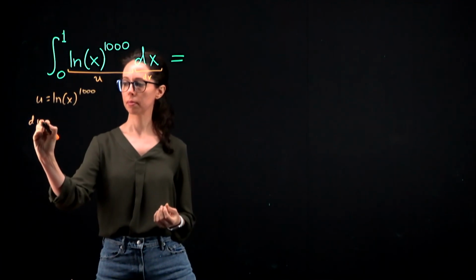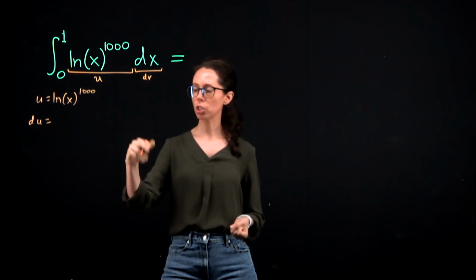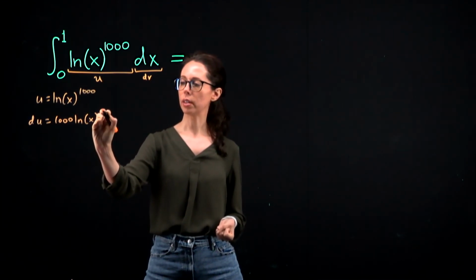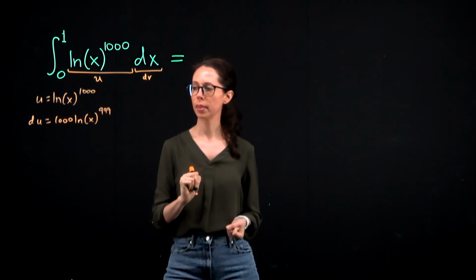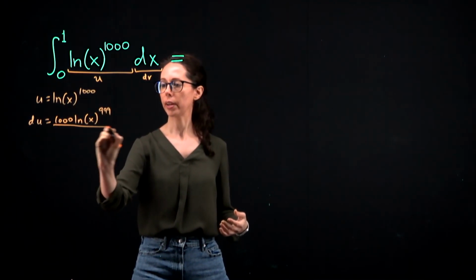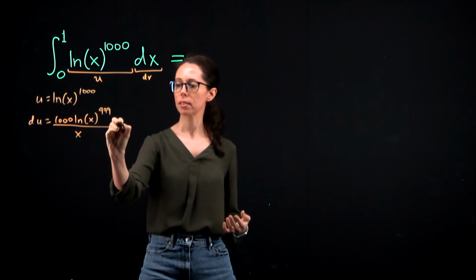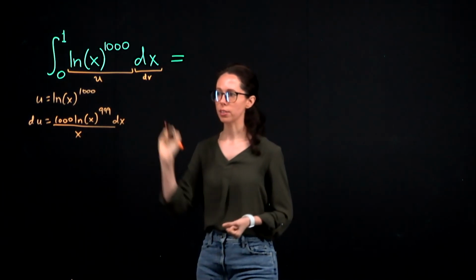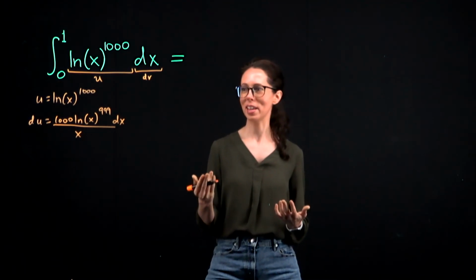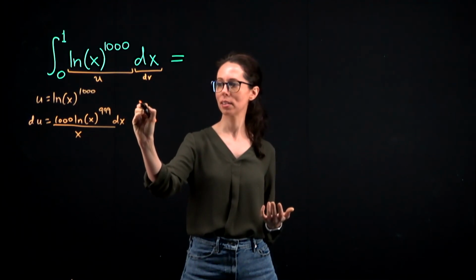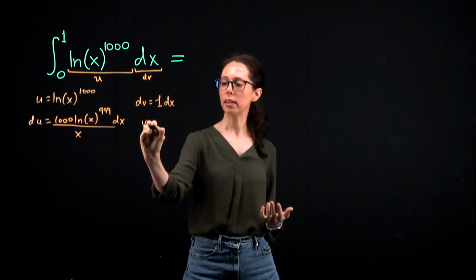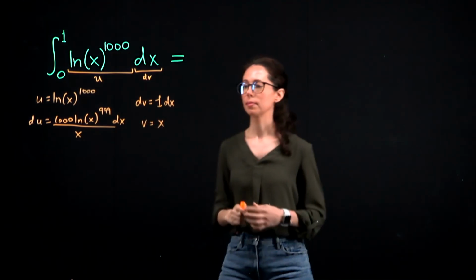du is going to be power rule, chain rule. So we've got 1,000 natural log of x to the 999 times the derivative of natural log of x, that's 1 over x. So let me write all of this over x dx. All right, so that's u and du. There's not too much to say about the other piece. dv is just dx, or if you like, 1 dx, which means we'll let v be x.